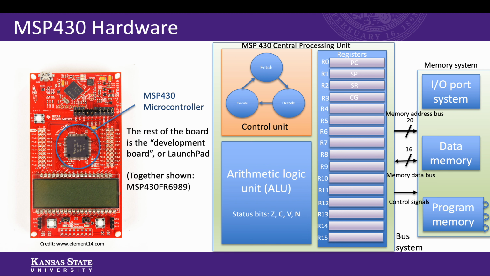So the block diagram on the right should look familiar. We've seen it before, but now it's got a little bit more detail. For example, notice the ALU has status bits Z, C, V, and N, which we'll discuss in this video shortly. Also note that the bus system includes technically 20 address bus lines for selecting addresses, 16 data bus lines for moving data to and from memory, and also observe their directions.